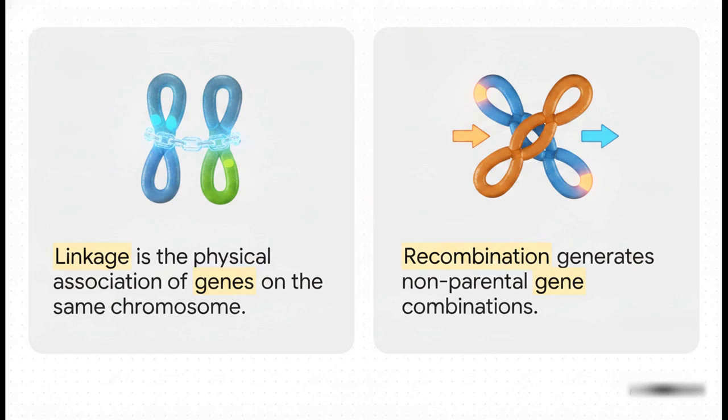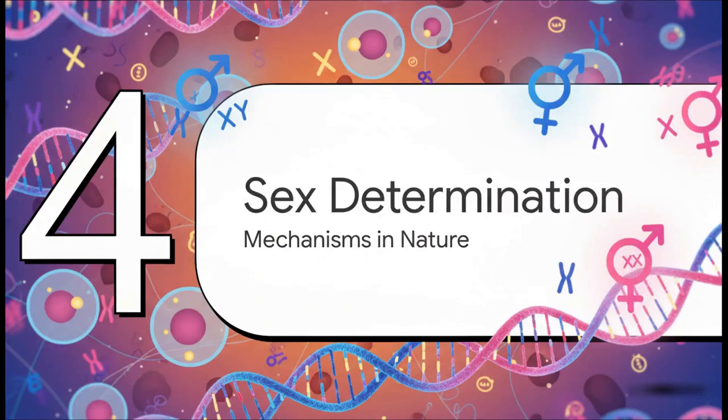Morgan realized that tightly linked genes, like white eyes and yellow bodies in his flies, showed incredibly low recombination, just 1.3%. But if genes were sitting far apart, they were loosely linked and showed much higher recombination. Let's move to Section 4, Mechanisms of Sex Determination.